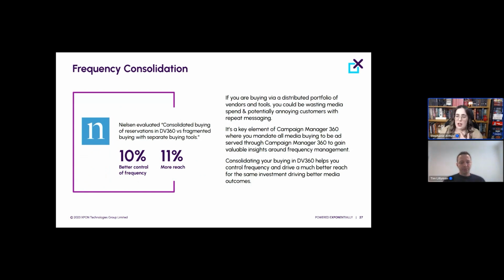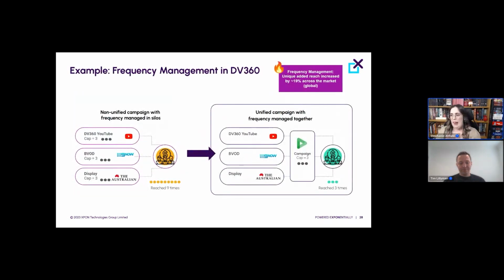So if you are currently buying through a distributed network, through a portfolio of a bunch of different vendors and tools, you could potentially be wasting media spend and also potentially be annoying people with the repeated messaging. So consolidating your buying in a platform like DV360 helps you to control that frequency and drive much better reach for the same investment, ultimately leading essentially to better media outcomes. This is an illustration of the example that I outlined before.